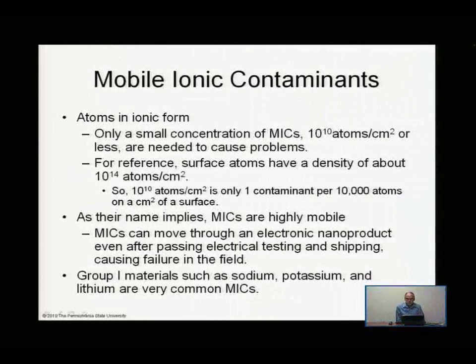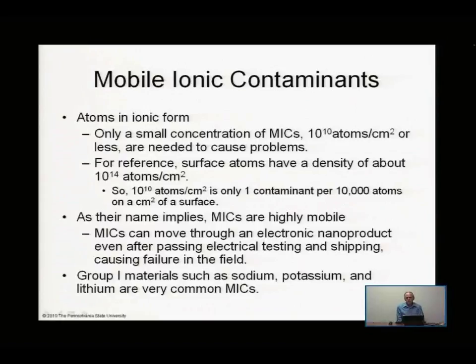Mobile ionic contaminants, well, as we said, ions are atoms or groups of atoms that are charged. And only a small concentration of mobile ions, say 10 to the 10 atoms per square centimeter, is needed to start causing problems, for example, in electrical devices. Because if you sit back and calculate how many atoms there are on a surface, it turns out that there's 10 to the 14 atoms per square centimeter.